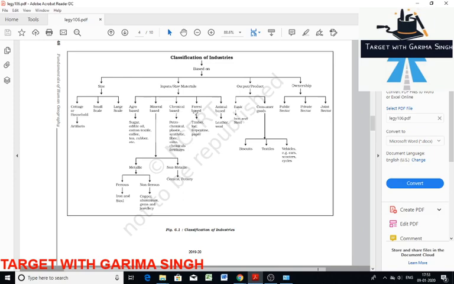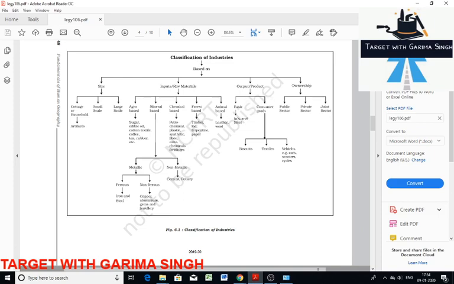And forest based, so industry that uses forest products such as timber, wood, bamboo, grass, slag, etc. comes under forest based industry. Then animal based, so industry that uses animal products such as leather, wool, and textile, ivory are grouped under animal based. Next, discuss industry based on output.